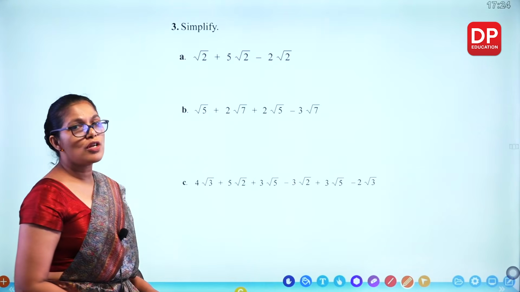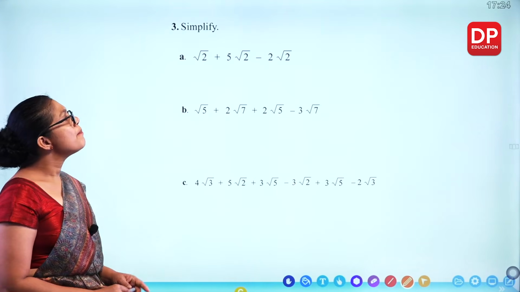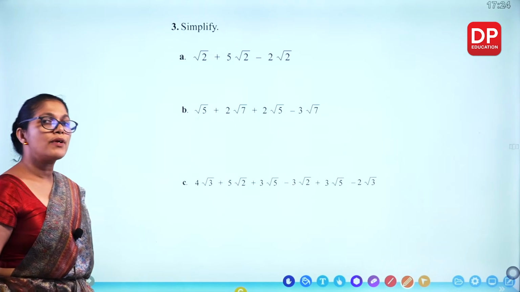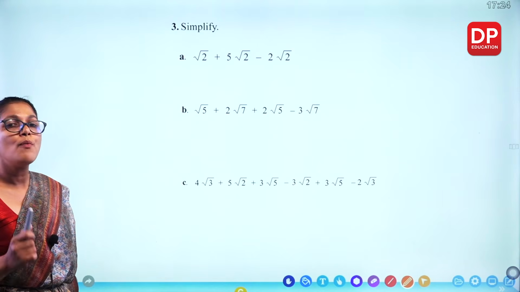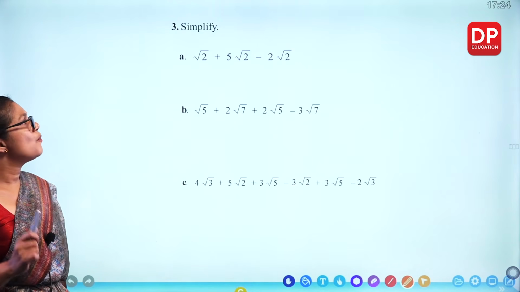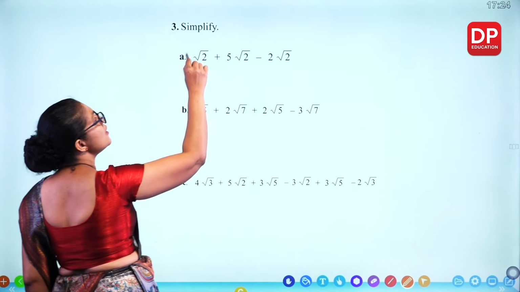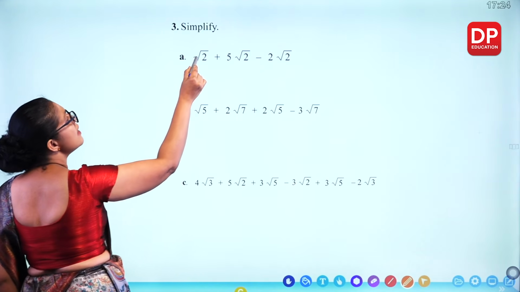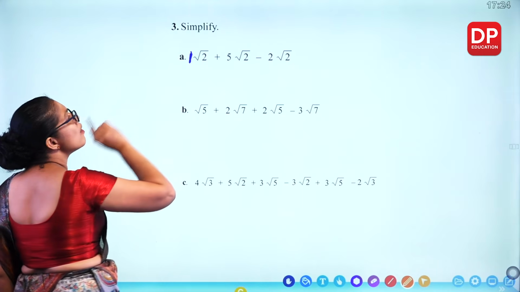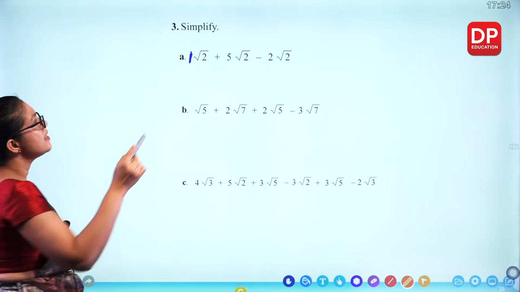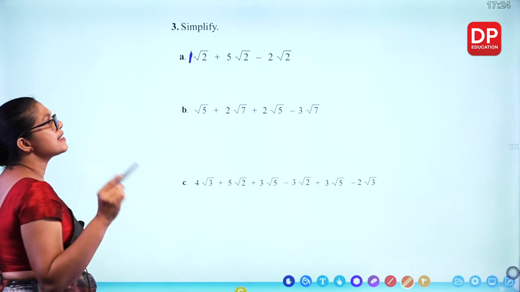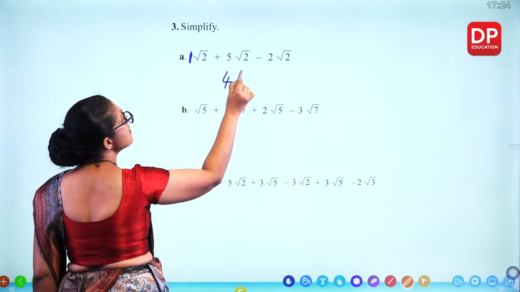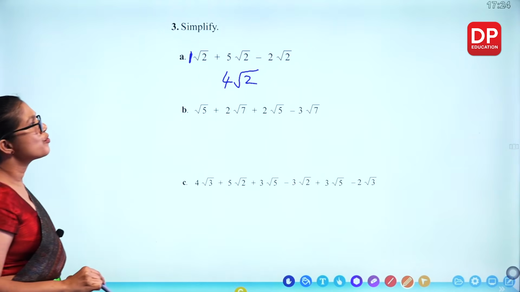Now we'll look at question number 3. It says simplify. Simplify this number. So how can we simplify? You can add or subtract when you get the same surd value. So here, what's the surd value here? Root 2. That means you can simplify. So here, there's no number, means this is like 1. So add these two. 1 plus 5, 6. 6 minus 2, you get 4. So the answer is 4 root 2.